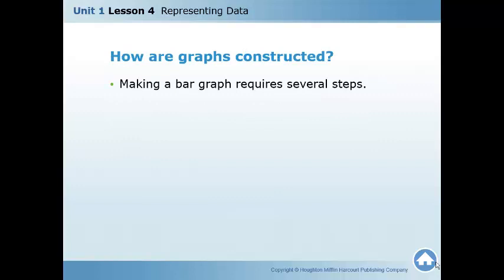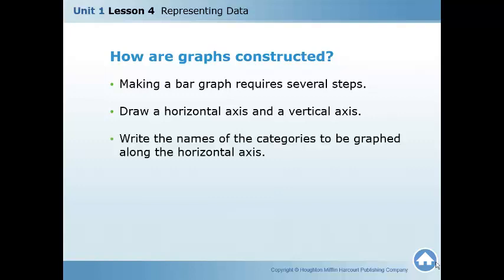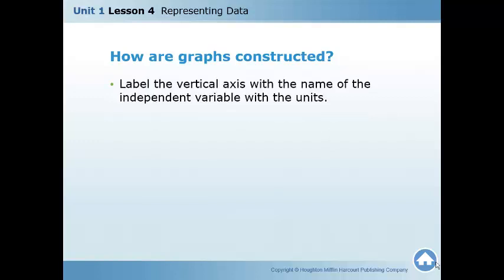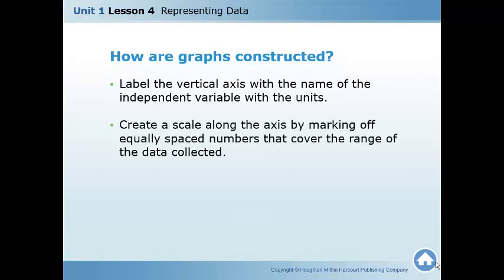Making a bar graph requires several steps. First, you have to draw a horizontal axis and a vertical axis. So you've got your x and y axis, side to side and up and down. Write the names of the categories to be graphed along the horizontal axis. So remember, the horizontal is back and forth, the x-axis. Label the vertical axis, the y-axis, with the name of the independent variable with the units. Create a scale along the axis by marking off equally spaced numbers that cover the range of the data collected.